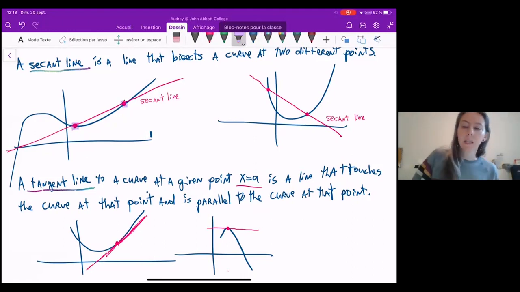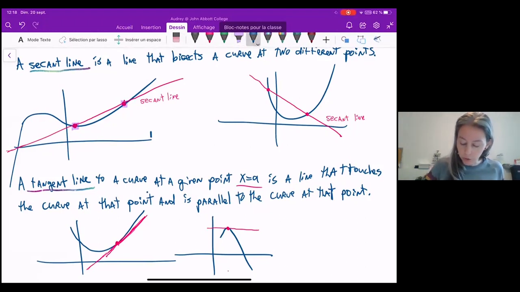And so the tangent line is going to be somewhat similar. It doesn't necessarily not touch the curve at another point. It's just that we're given one point. We know that it grazes the curve only at that point and is parallel to it. In the two curves that I've drawn, we can see that it's very unlikely that the tangent line will actually touch the curve at another point.